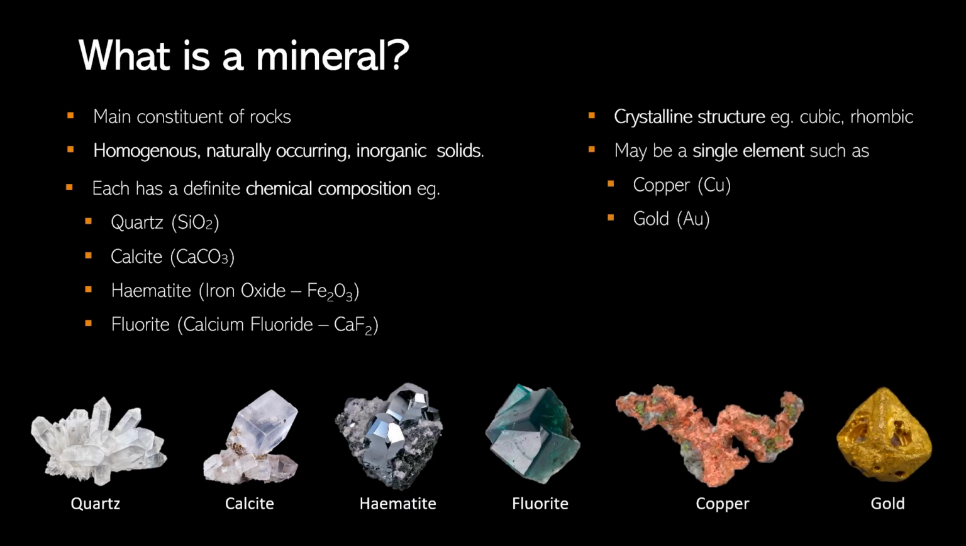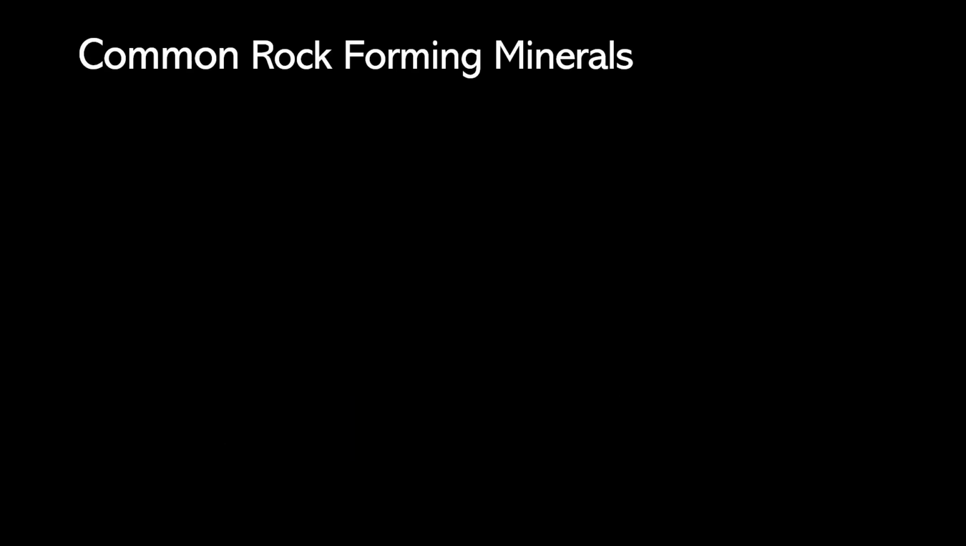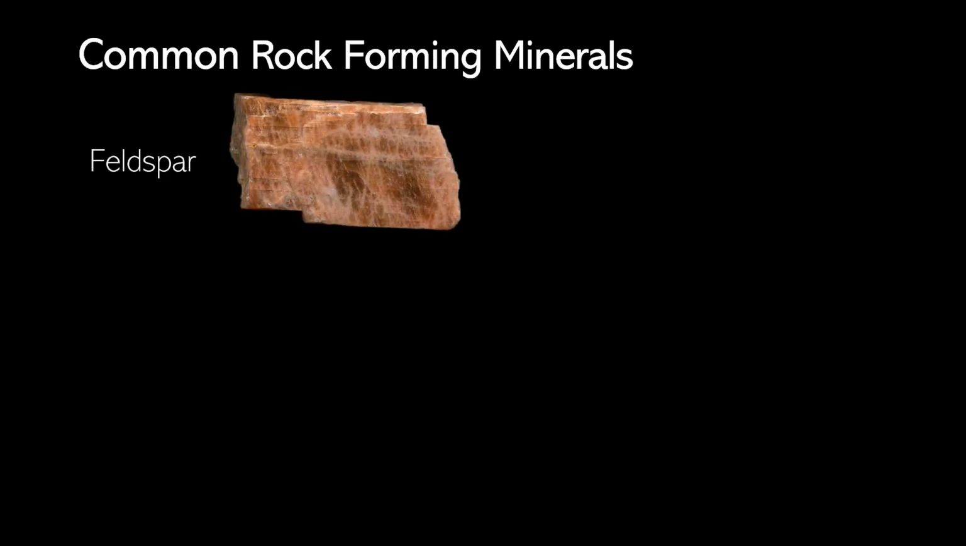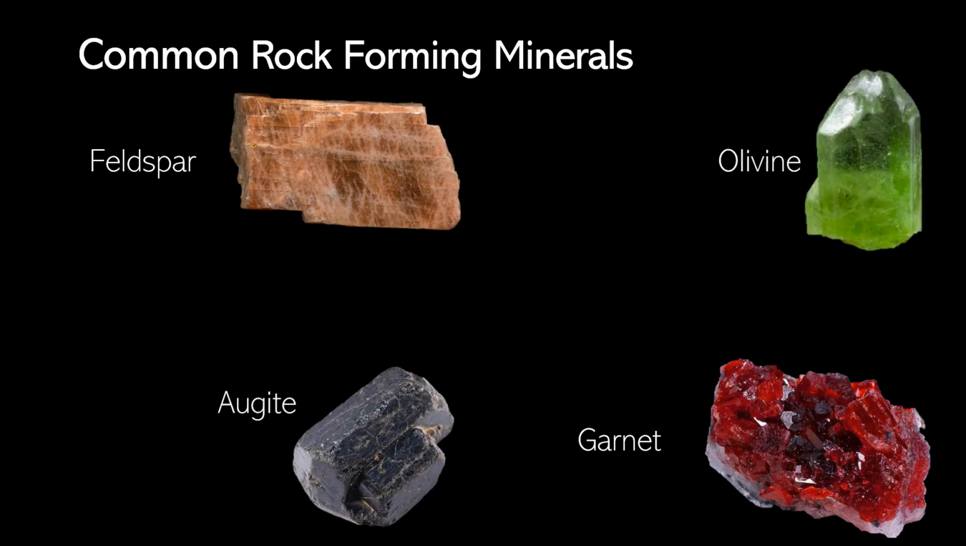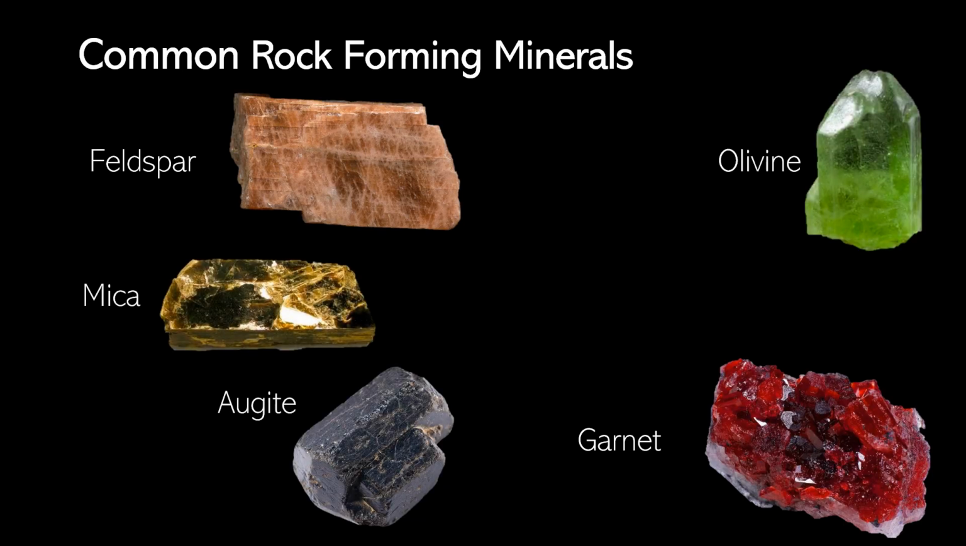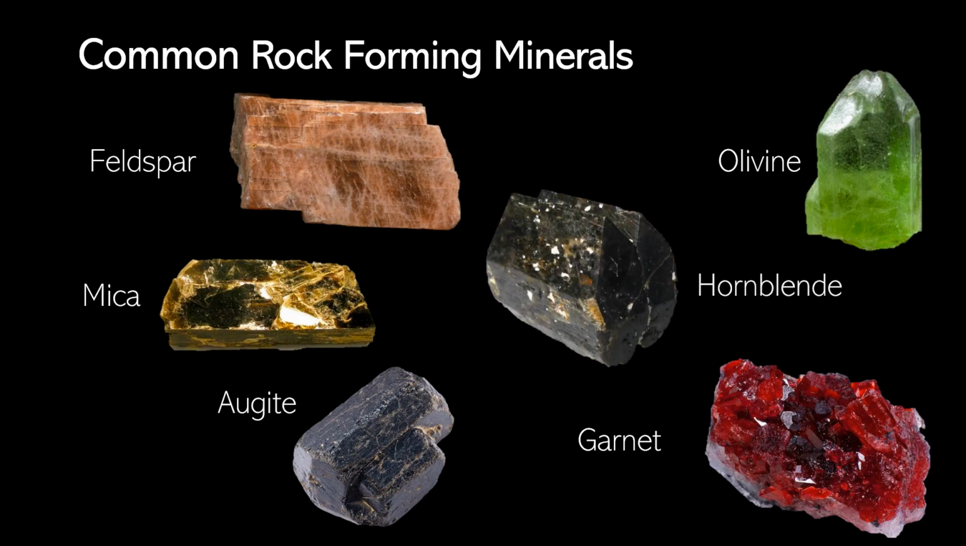Alternatively, a mineral may be a single element such as copper, Cu, or gold, Au. About 2,500 different minerals have been described. Here are some other common rock-forming minerals. Feldspar, garnet, augite, olivine, mica, hornblende.